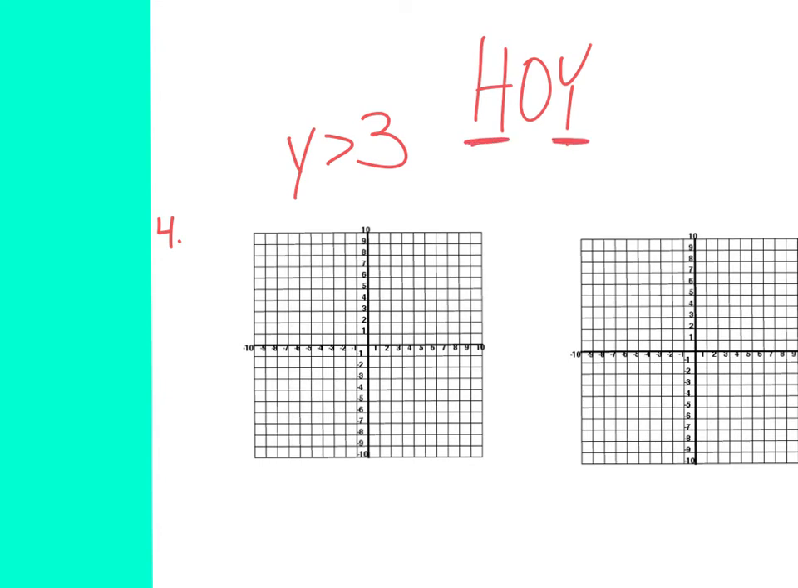Okay, so going to where y equals 3, so on my y-axis, I know I'm having a horizontal line through that point. Dashed or solid? Dashed. Shade above or below? Above, because it's greater than. Good deal.